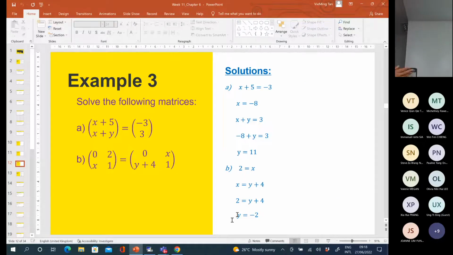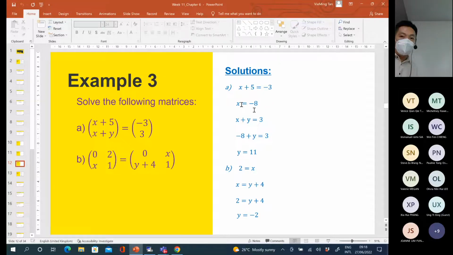So which row should we solve first? We should solve the first row, because the first row only involves 1 variable, which is x. The second row has 2 variables, x and y. So it's better to solve row number 1. So we can conclude x plus 5 is equal to negative 3. Then we transpose the formula so that x will be the subject. So we move 5 to the right hand side and it becomes minus 5. So negative 3 minus 5 will get negative 8.